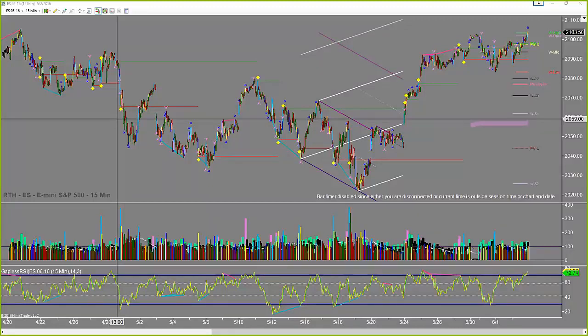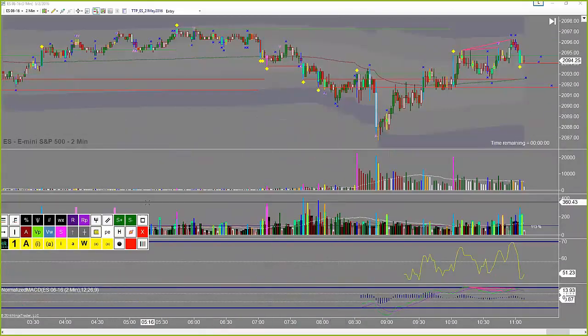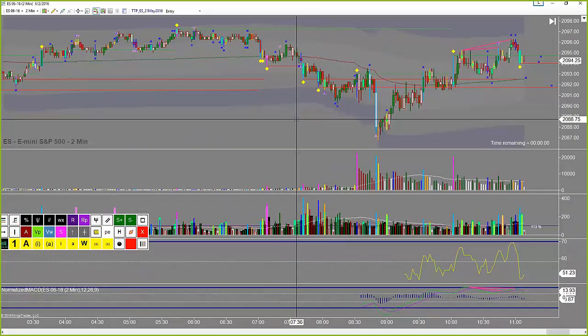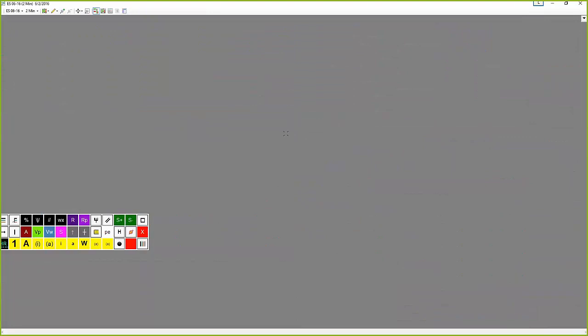And on the 2-minute today in the ES, and this is right where I got in, we had that V bottom. I'm going to say it doesn't necessarily look like a V bottom on the 2-minute, but really it does. On the 20-minute, you can see the steepness of it, how steep it is. Straight down and straight back up.